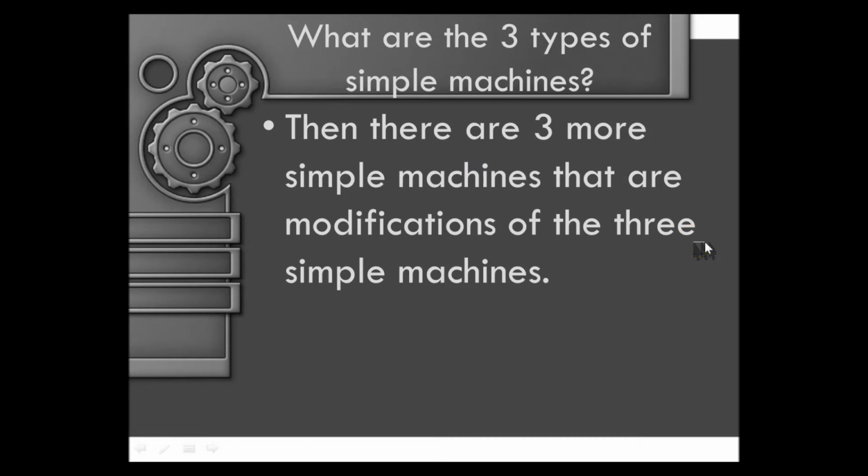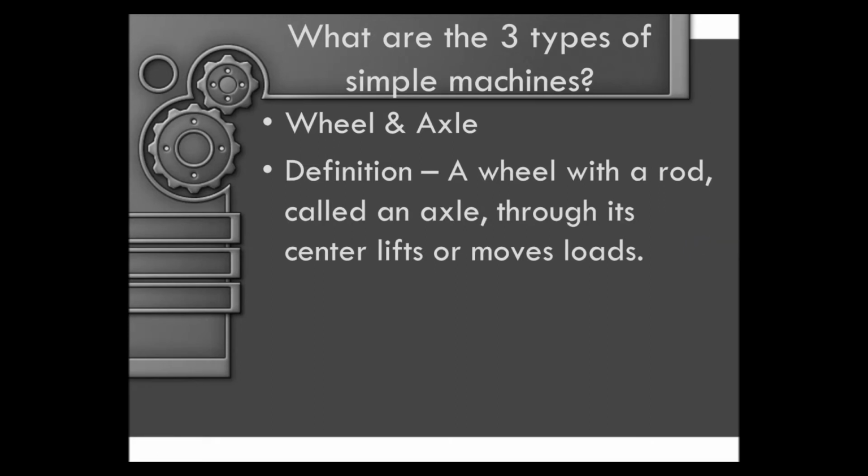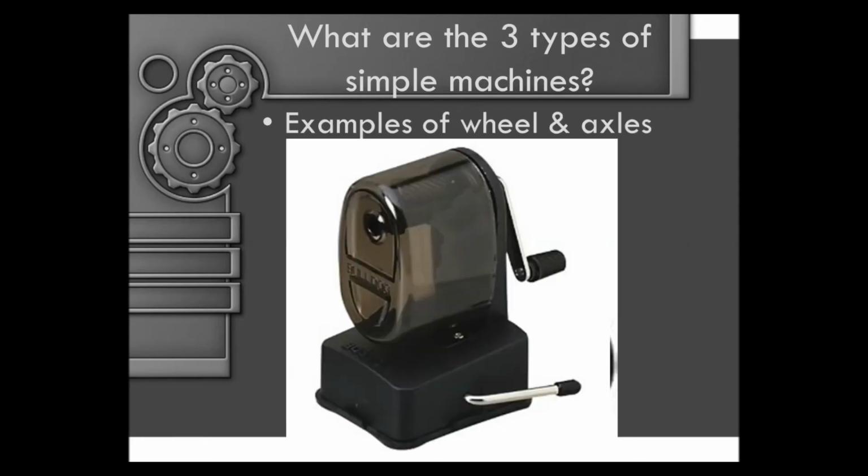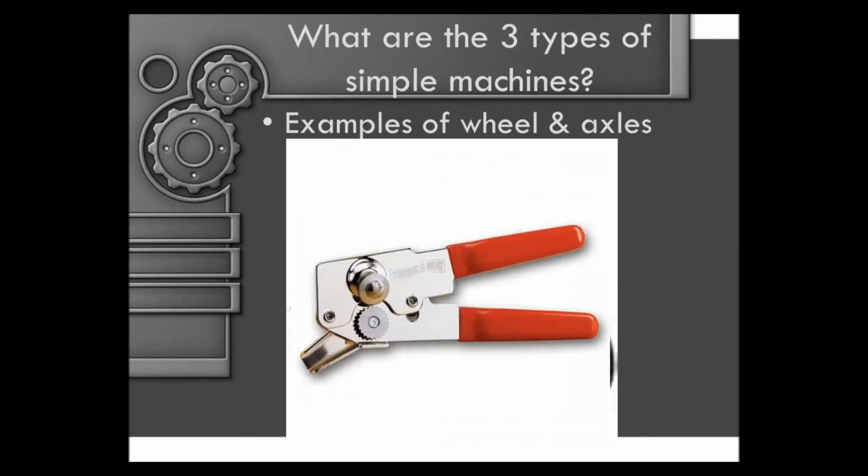So then we have three more types of simple machines, and these are going to be modifications of the original three. So the first one we want to talk about is wheel and axle. So this is going to be a wheel and a rod called an axle. And the axle is going to move through the center of the wheel to lift things. So a pencil sharpener would be an example of that. Or a can opener.